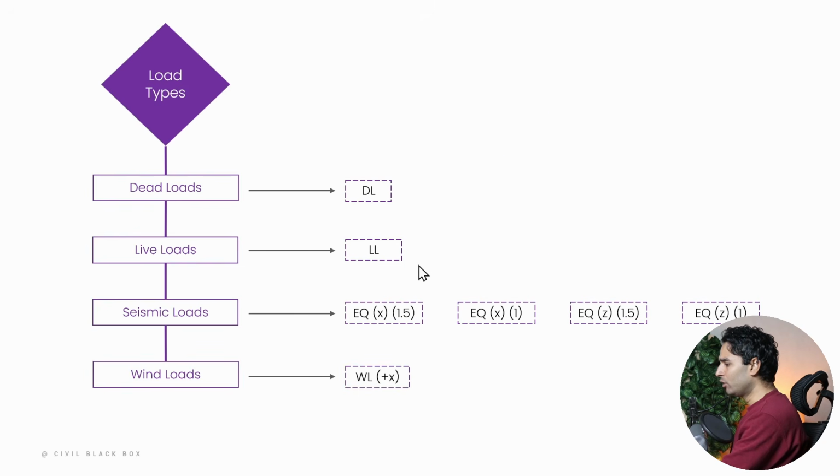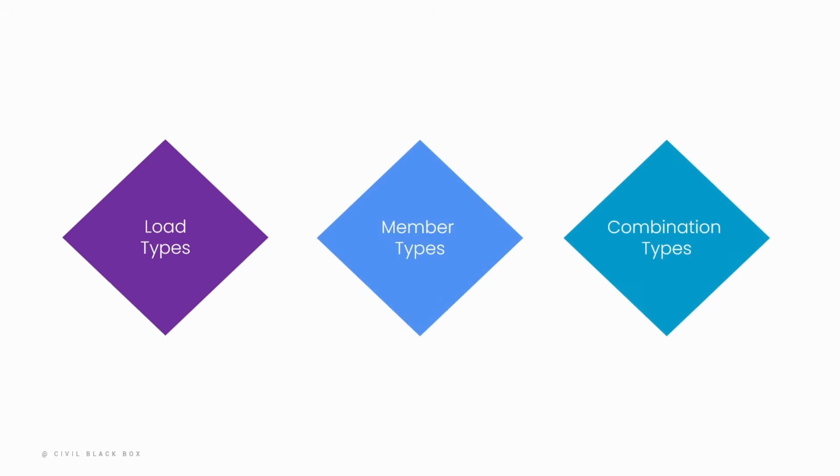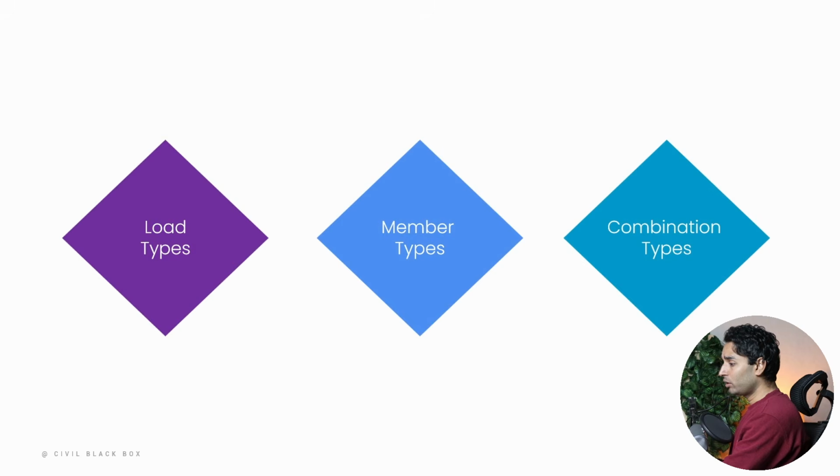Instead of having just the wind load, we have wind load in the plus X, wind load in the minus X, wind load in the plus Z, and wind load in the minus Z directions. All in all, the primary criteria will be 10 in number. So 1 for the dead, 1 for the live, 4 for the seismic, and 4 for the wind loads. And all the combinations will be a permutation of all of these. So this is everything about load types.